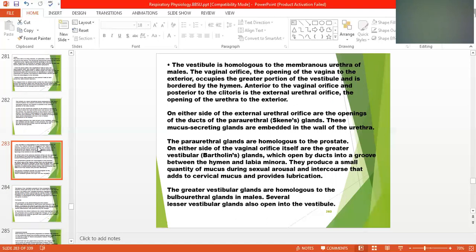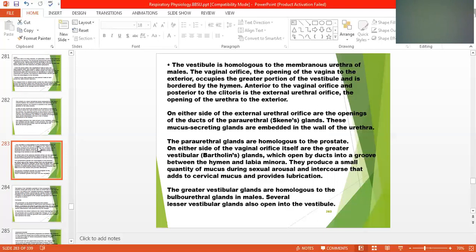The vestibule is homologous to the urethra of the male. The vaginal orifice, the opening of the vagina to the exterior, occupies the greater portion of the vestibule and is bordered by the hymen. Anterior to the vaginal orifice and posterior to the clitoris is the external urethral orifice, the opening of the urethra to the exterior. On either side of the external urethral orifice are the openings of the ducts of the paraurethral Skene's glands.